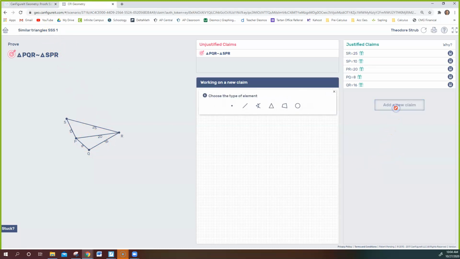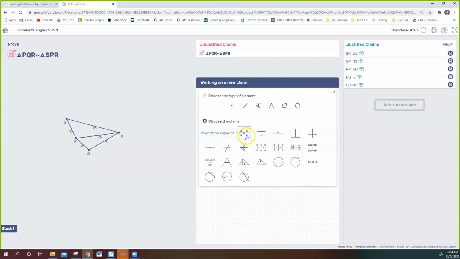All right. So what are we going to do? We have to create proportions. The challenge with this one is when I go to proportional segments, I can only compare a small side to a medium side. I don't have what's called an extended ratio. So I can't compare all three sides at once, which means I have to compare them in pairs.